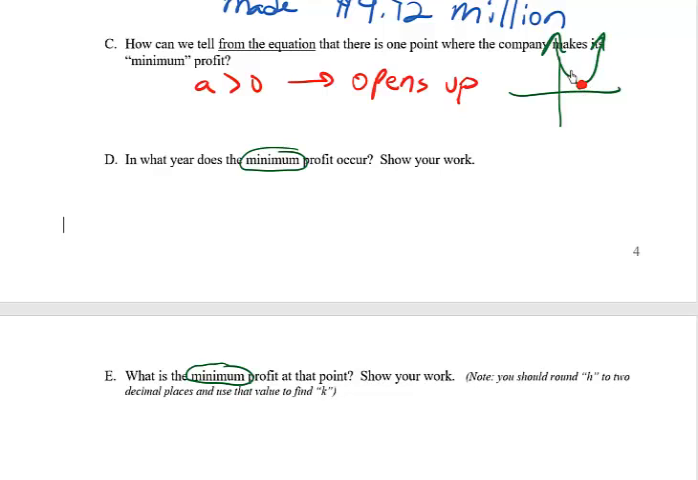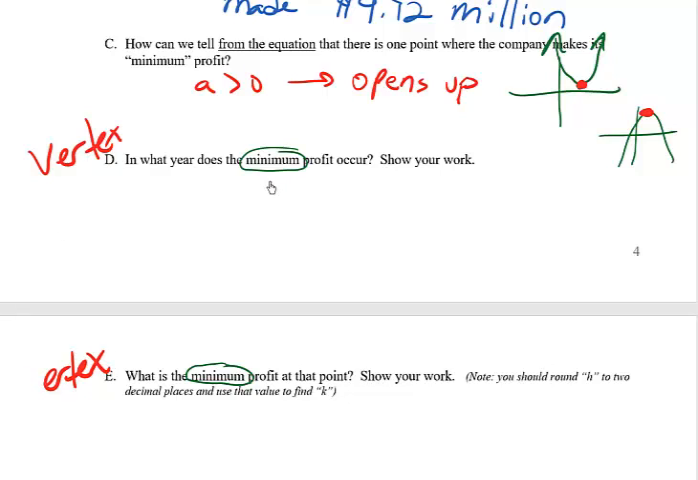This one we already figured out has a lowest spot. If you had a different parabola that opened down, of course those have highest spots. When they ask you about minimum or maximum, they are always asking you to calculate the vertex. One of the coordinates of the vertex is going to answer your question. That's true in this problem for both parts D and E.